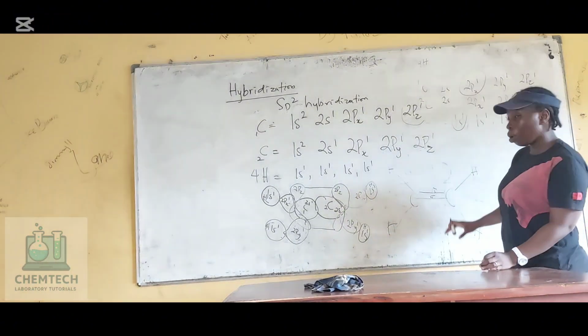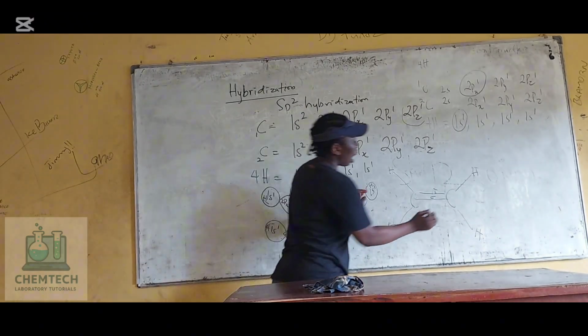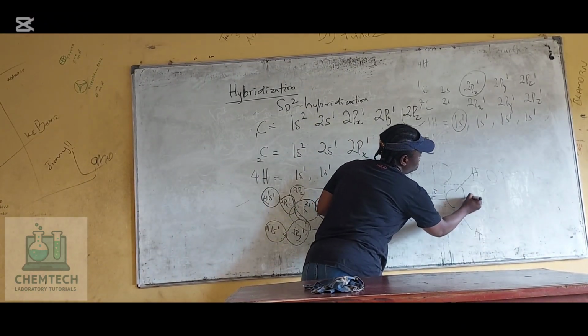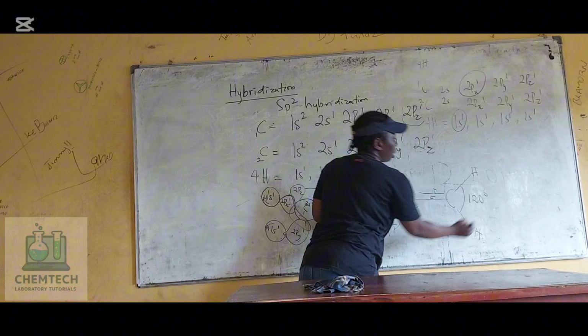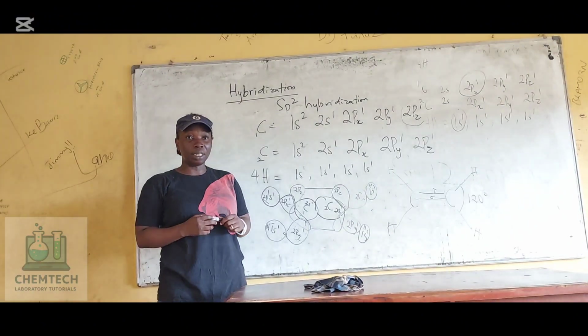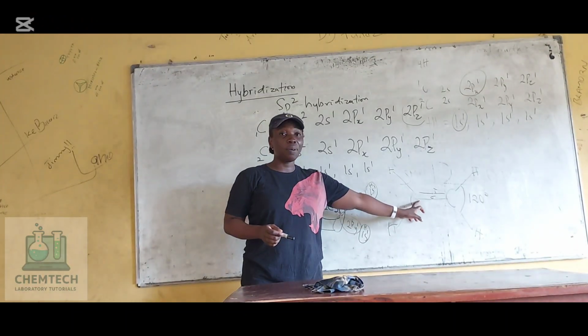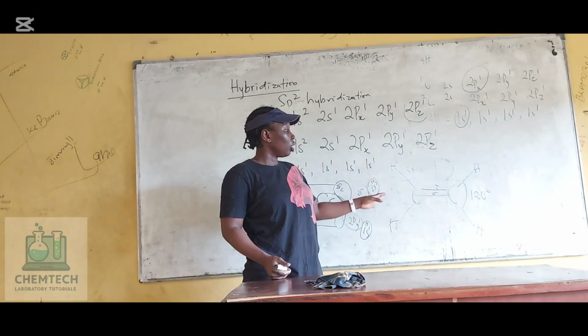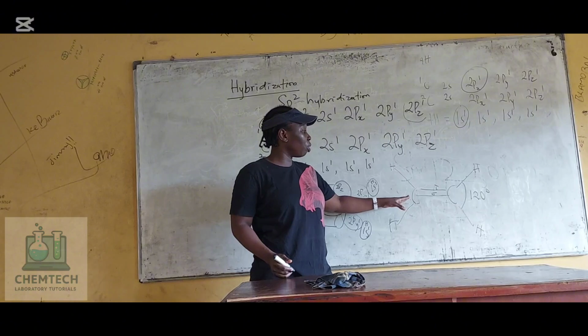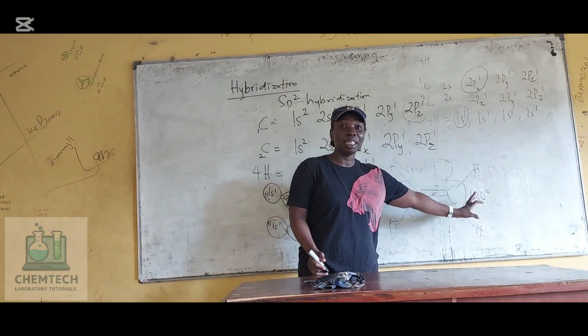So this becomes the shape of an sp2. So this angle here is 120 degrees. So it has an angle of 120 degrees. It has two kinds of orbitals, one not used for bonding and the other one used for bonding. So it has an angle of 120 degrees.